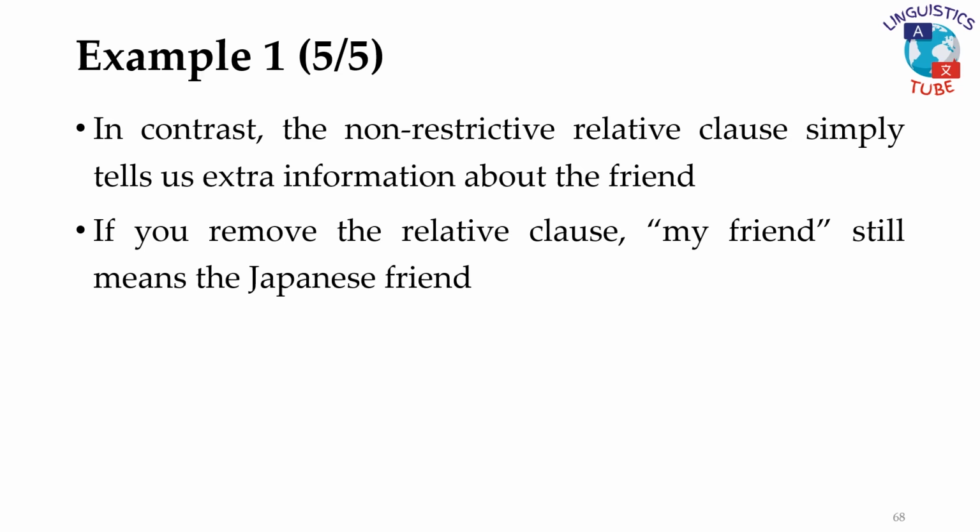In conclusion then, in the following two sentences, my friend, who's Japanese, will come to the party tonight, and my friend will come to the party tonight, the noun phrase, my friend, refers to the same entity, because the non-restrictive relative clause is not essential to determine the meaning of the noun phrase. So, removing it means we lose a bit of the detailed information about the friend, but the fundamental meaning of the person in the noun phrase stays the same.